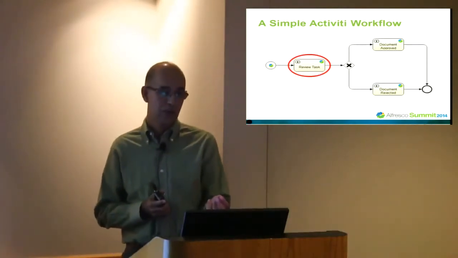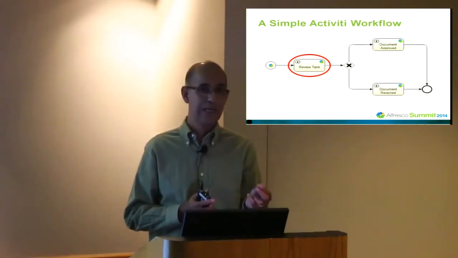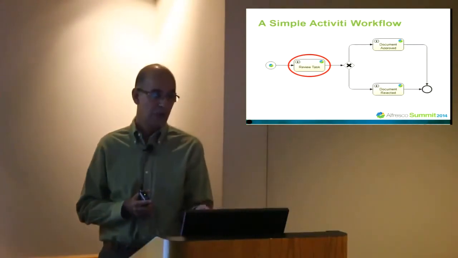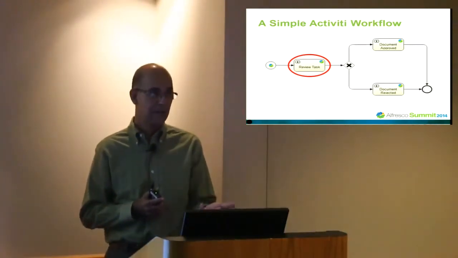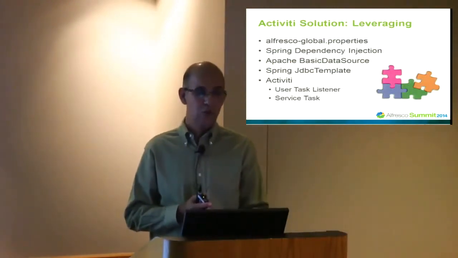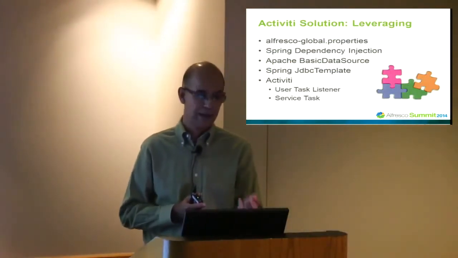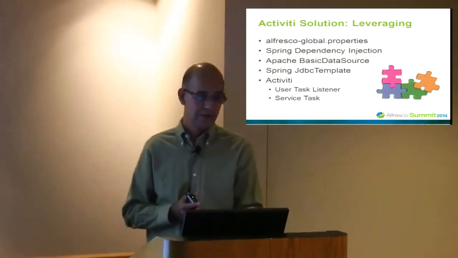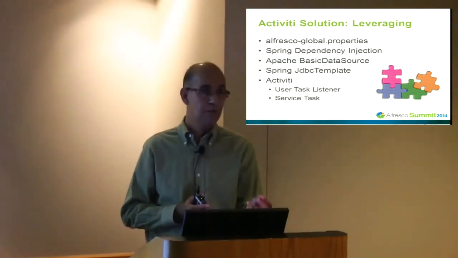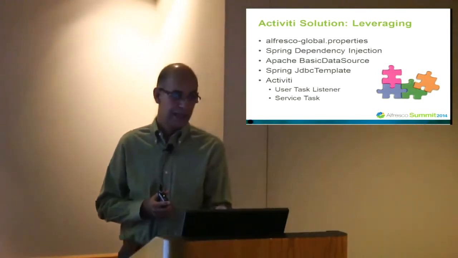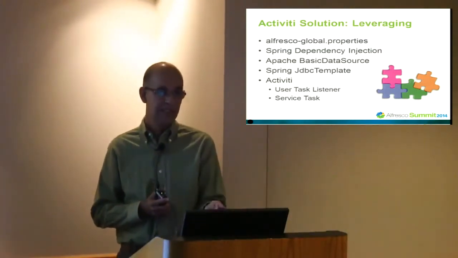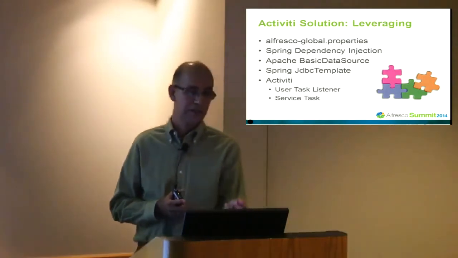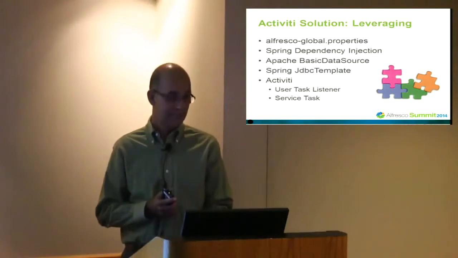What if we have an additional requirement for this workflow where all the review activities need to be logged into a database? How are we going to leverage Activiti and Alfresco to implement this functionality? Let's think about that. Now, the Alfresco global property file is the central property file that Alfresco uses to configure itself. Activiti can access the data inside this file via Spring dependency injection. For database connection and executing the queries, we can use the basic data source class and JDBC template. For implementing the logic, we can use the Activiti listener or service task.